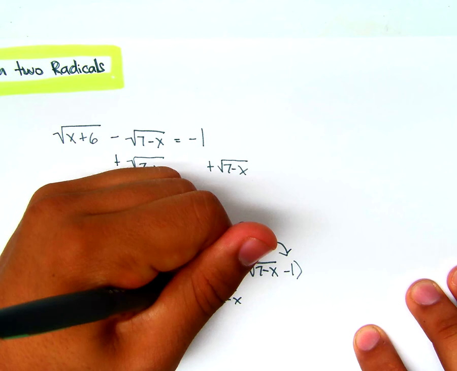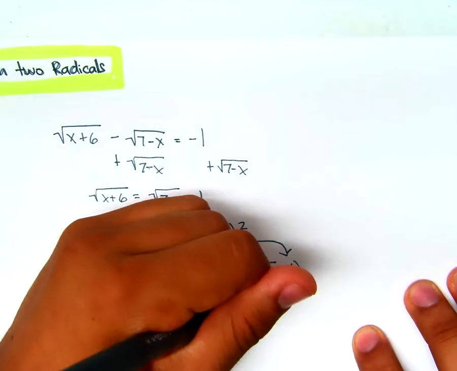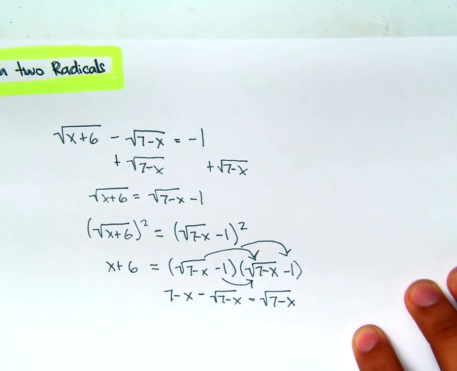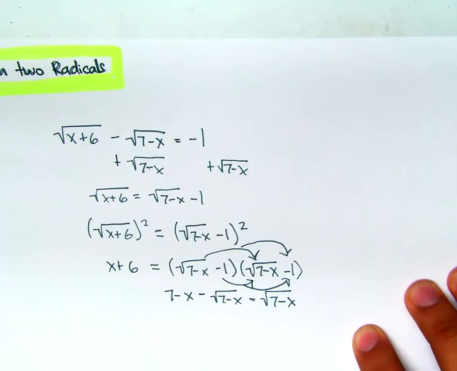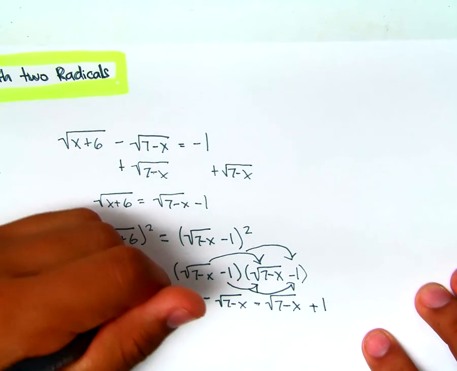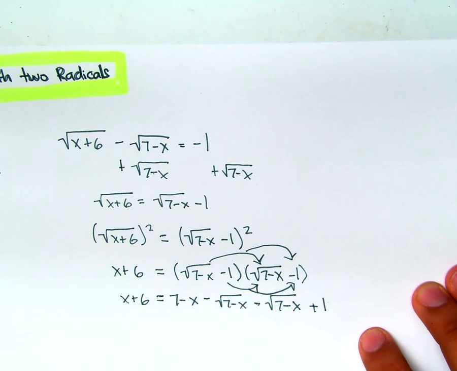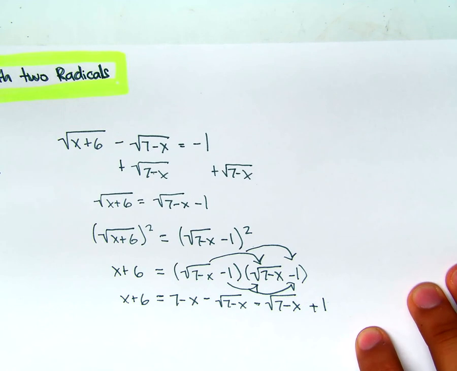Now we will distribute the negative 1. So that's going to be another negative square root of 7 minus x. And then negative 1 times negative 1, that's positive 1. Okay? And this x plus 6 is still the same. Alright? So we still take the same steps. So if we're multiplying two binomials, still treat it the same.